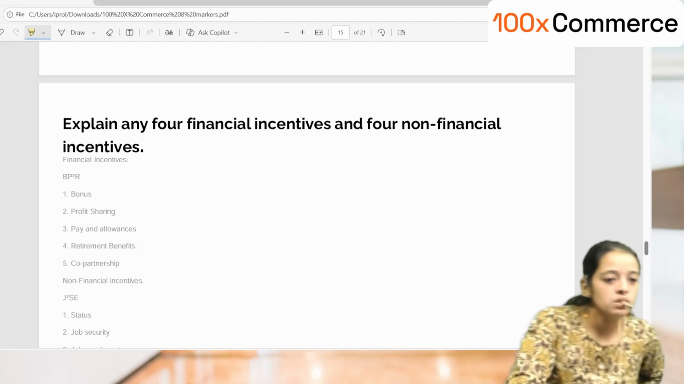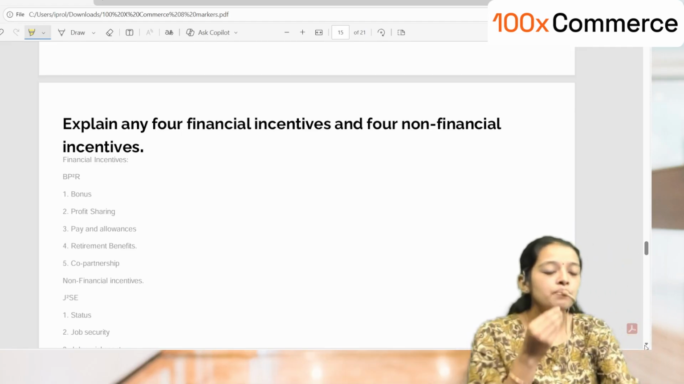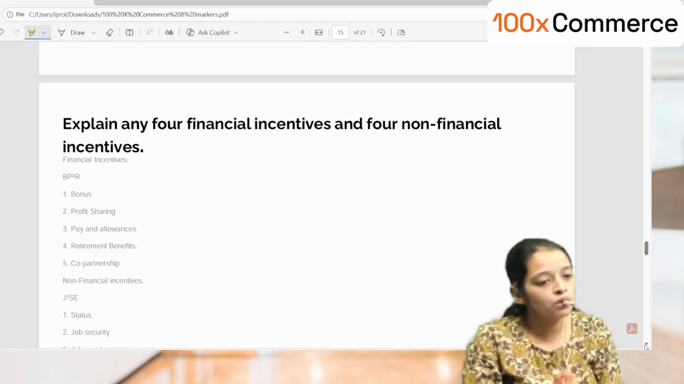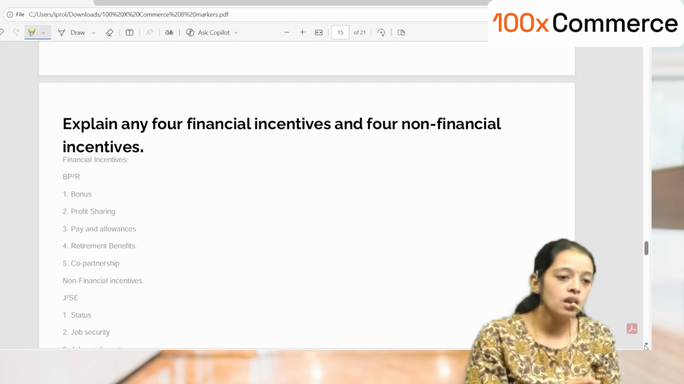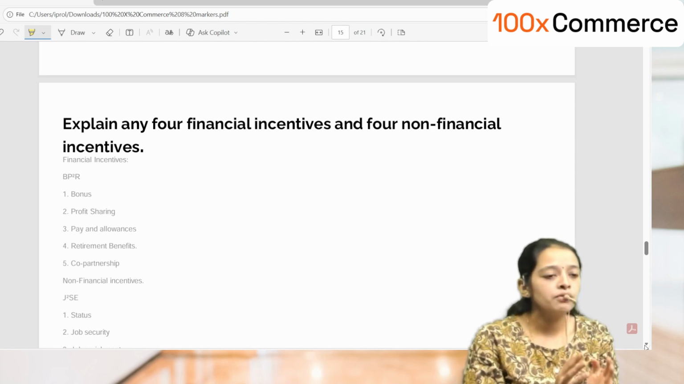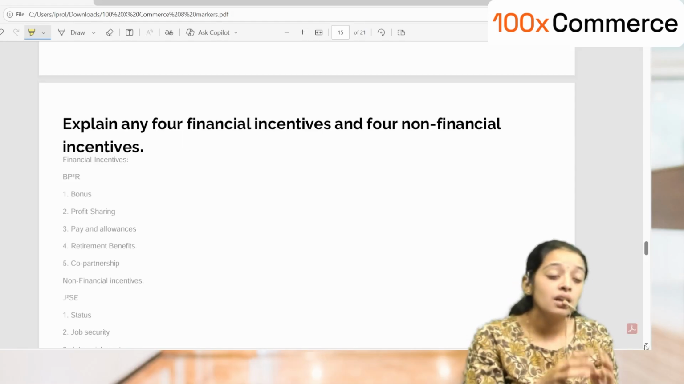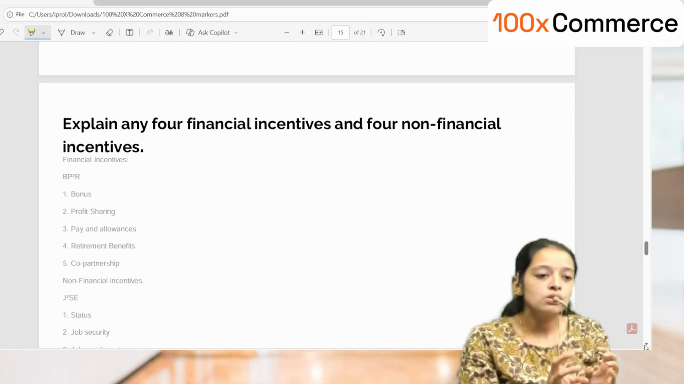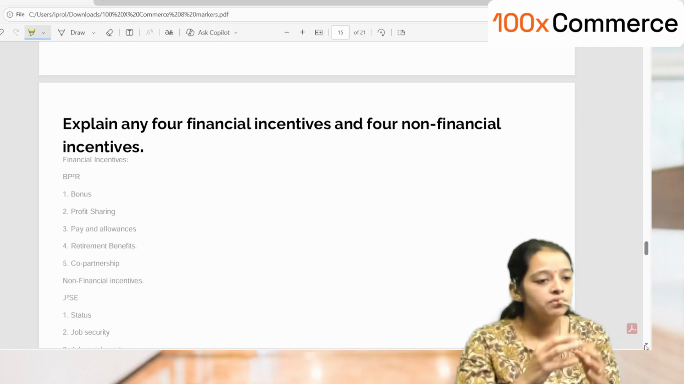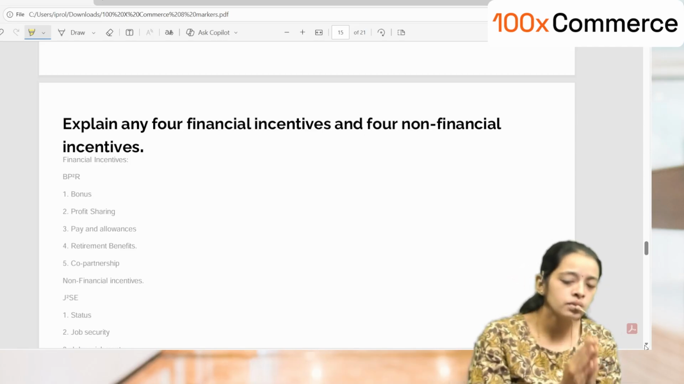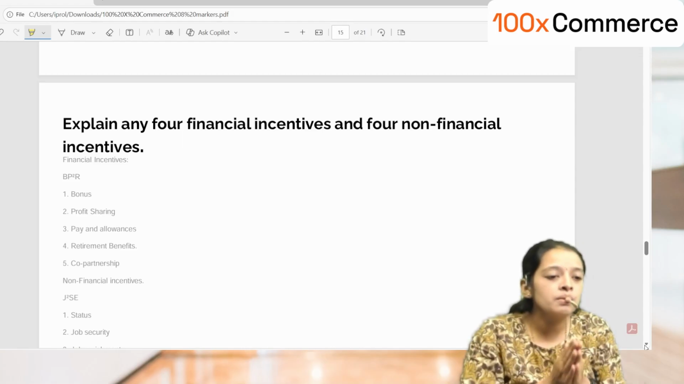Next one is profit sharing. Some part of the profit will even be shared with the employees, that is profit sharing. Then pay and allowances. Apart from paying the normal salary, some house rent allowance will be given, travelling allowance will be given. These are the extra benefits given to the employees in terms of money. Next one will be retirement benefit.